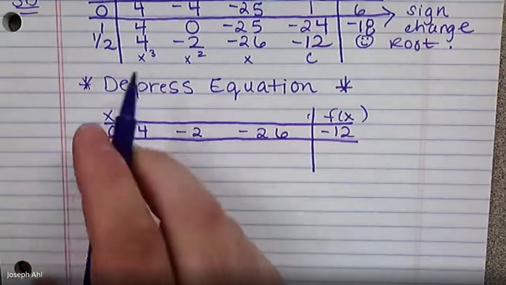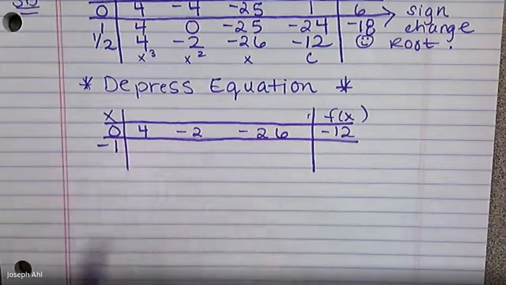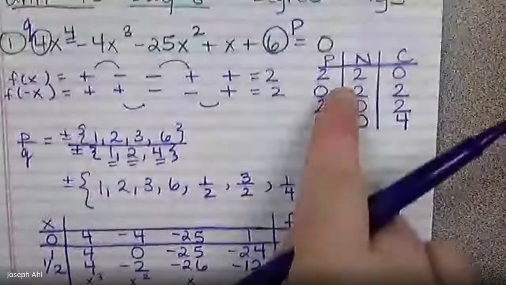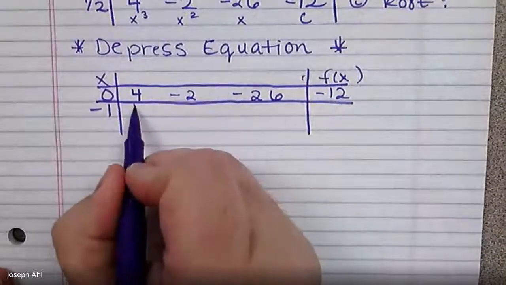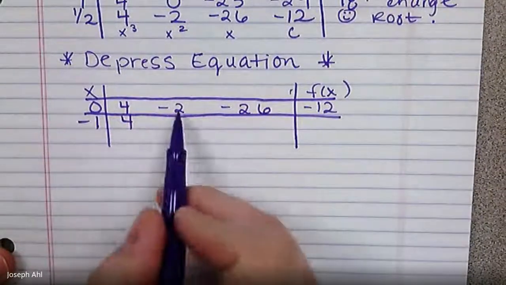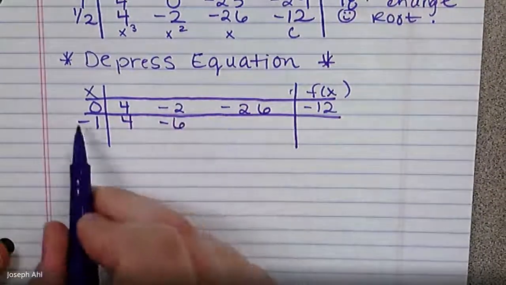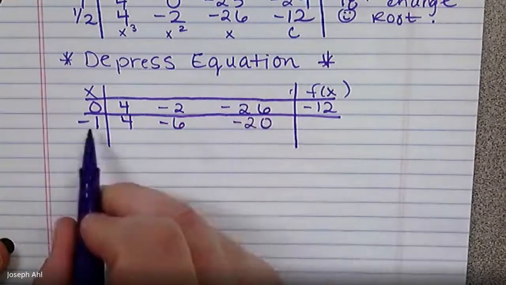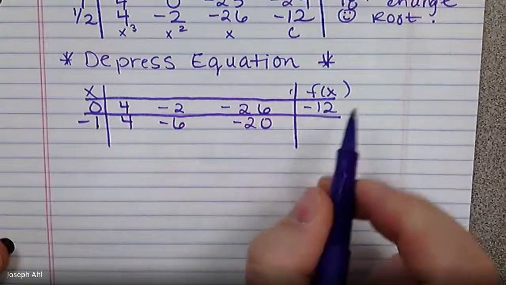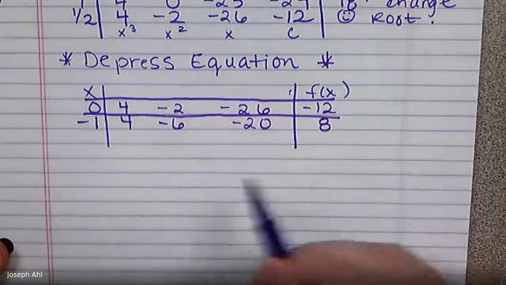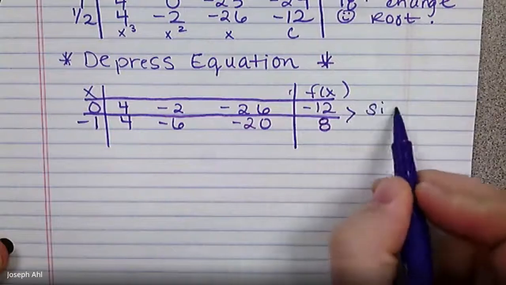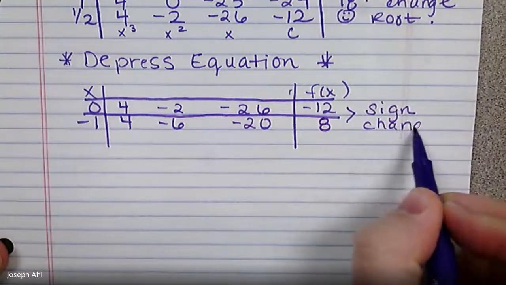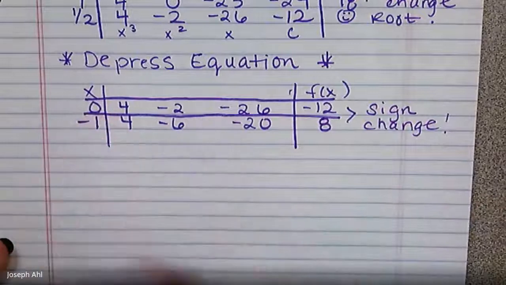Okay, so maybe since we already found a positive root, by the way, it might be a good idea to switch over to negatives and just see if we can find a negative root, because it seems equally likely that maybe we'll get a positive and or negative solution here. So if I bring down the 4, 4 times -1 is -4, plus -2 is -6. -1 times -6 is 6, plus -26 is -20. And then that's going to multiply to 20, plus -12 is 8. So -1 happened to not work out, but hopefully you jumped right on that and said, wait, there's a sign change, which means there has to be a root between 0 and -1.